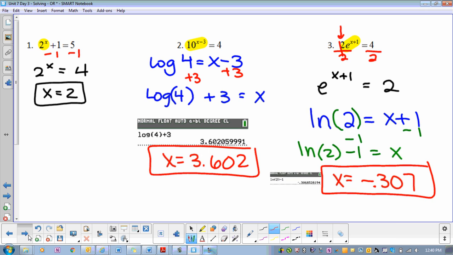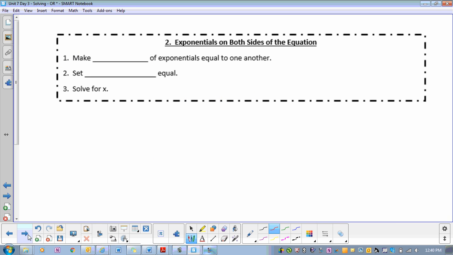Okay, so next one. All right, so that was one scenario. The second one is you have an exponential on both sides of the equation. Now you have two of them. So what you need to do is make the bases of your exponentials equal to each other. They both have to have the same base.